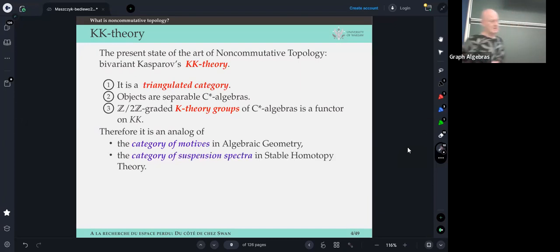Also, in stable homotopy theory, people are considering the category of suspension spectra. It is a very similar idea.